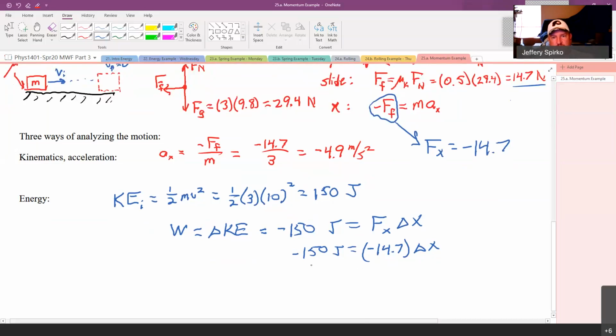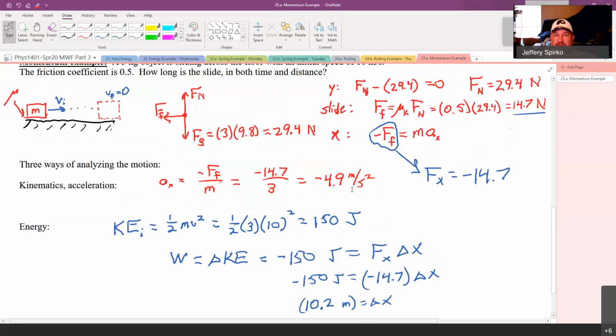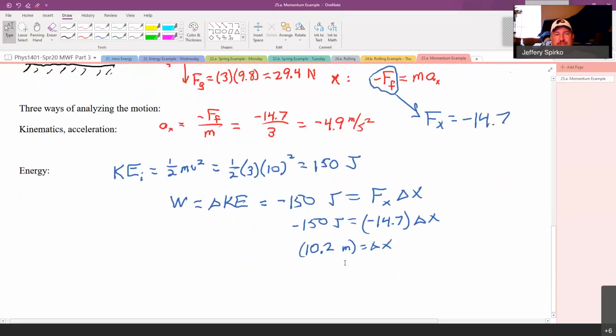10.2. Oh, 10.2 meters is equal to delta x. So we could have gotten that result from the kinematics, from the acceleration, and going back to our stuff from chapter 2, chapter 3. But we can also get it from energy analysis.